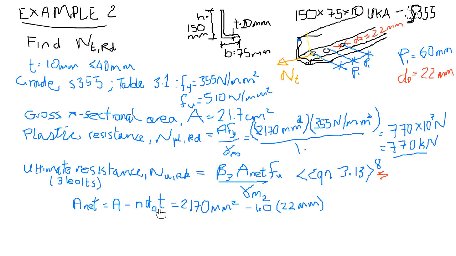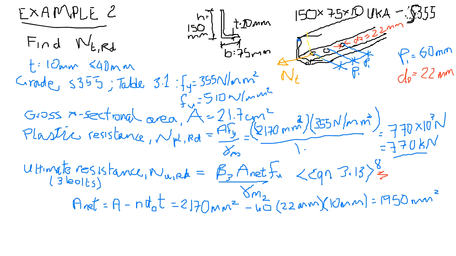So d naught is 22, and then the thickness of the plate material is 10 millimeters. Okay, so good. I have millimeters by millimeters, so that's millimeters squared. So that's 220 millimeters squared, and I have millimeters squared here, so I know I have the right units. I can't take away apples from oranges. They all have to be the same, so only millimeters squared away from millimeters squared. So that's equal to 1950 millimeters squared.